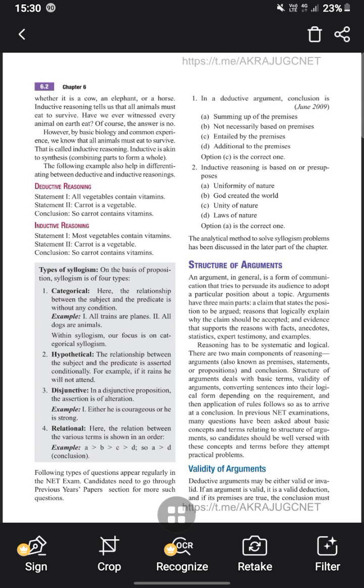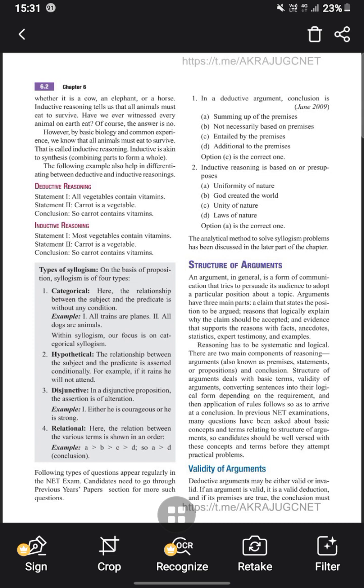Okay, so deductive: all vegetables contain vitamins, carrot is a vegetable, so carrot contains vitamins. That is deductive. Inductive means most vegetables contain vitamins, carrot is a vegetable, so carrot probably contains vitamins. So in deductive, we say all vegetables contain vitamins; carrot is a vegetable, so carrot contains vitamins. In inductive, there is a "most." Most vegetables contain vitamins; carrot is a vegetable, so carrot contains vitamins. So in inductive, we use "most" as a term. In deductive, we use "all" as a term.